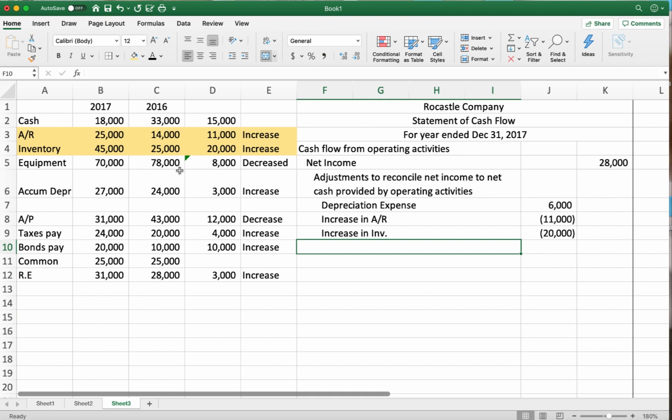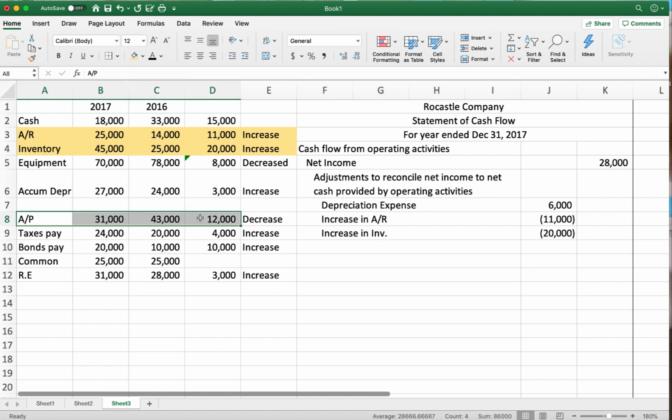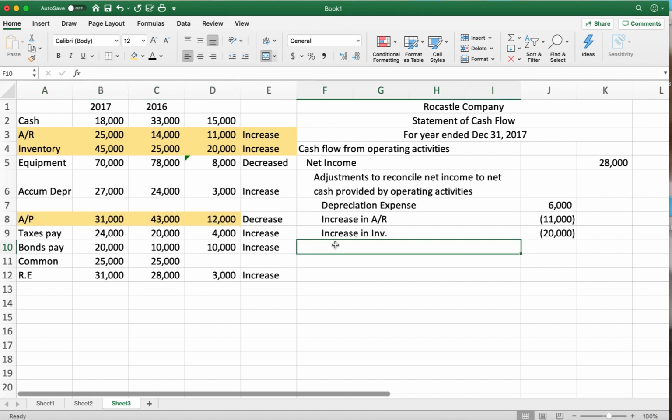Okay, equipment. Well, remember, equipment does not belong under operating activities, okay? Accumulated depreciation does not belong under operating activities, right? We're going to look at our liabilities. Okay, let's look at accounts payable. Okay, so what happened to our accounts payable? Our accounts payable decreased. Decrease in AP.